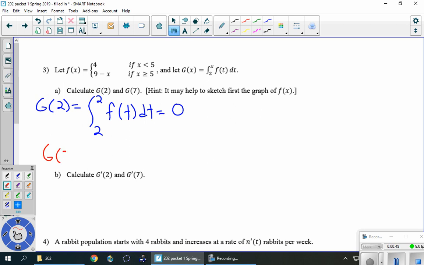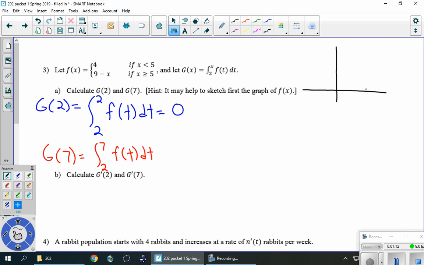All right, maybe the other one will be just as easy. G(7). This is the integral from 2 to x, so now it's from 2 to 7 of little f(t) dt. And here is where we actually need to graph the function, because we're interested in the area underneath that little f curve between x equals 2 and x equals 7. So let's graph the function.